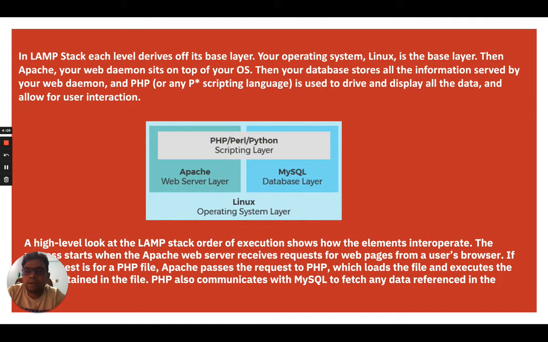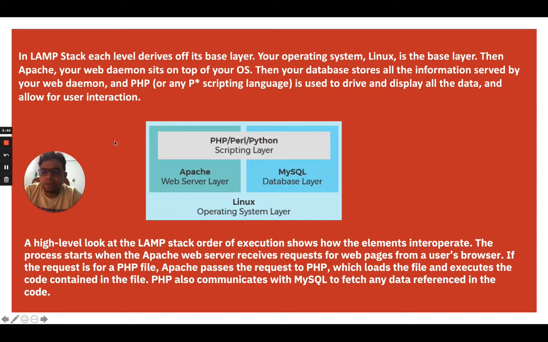So in the LAMP stack, each level derives from its base layer. Your operating system, Linux, is the base layer, then Apache, your web daemon, sits on top of your OS, and then your database stores all the information served by your web daemon, and PHP, which is the scripting language used for writing the web application's UI layer, interacts with the database, and all the user interactions happen with it. A high-level look at the LAMP stack order of execution shows how the elements interoperate.